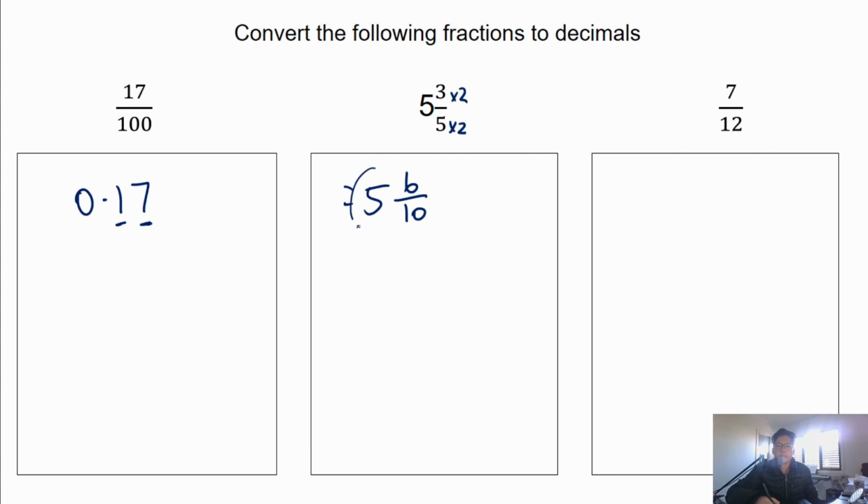Now that becomes much easier because that is just 5 and 6 tenths. Remember, the big number in a mixed fraction is simply the number in front of the denominator. So with a 5 and 6 tenths, that will be our fraction as a decimal.